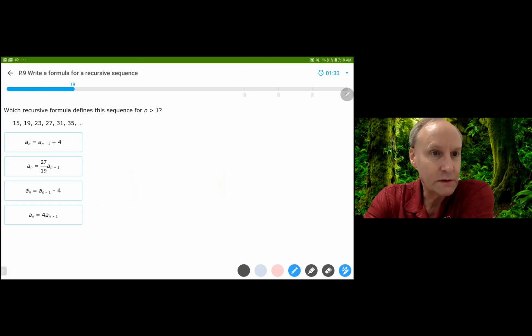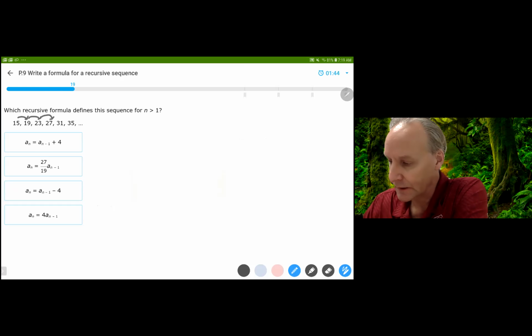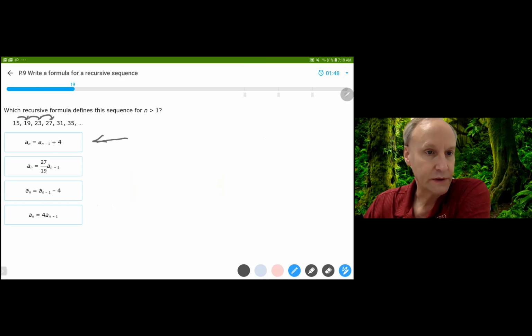All right, in this one, we added 4, added 4, added 4, added 4, and so on. We can see that we took 15 plus 4 and got 19. We took 19 plus 4 and got 23. We added 4, and so we are adding 4 every time, and there it is right there. We're taking the term before and adding 4.